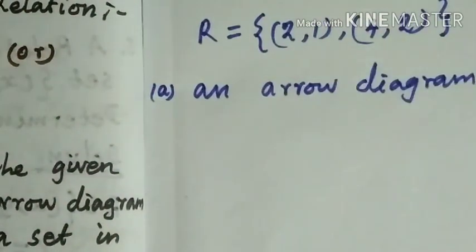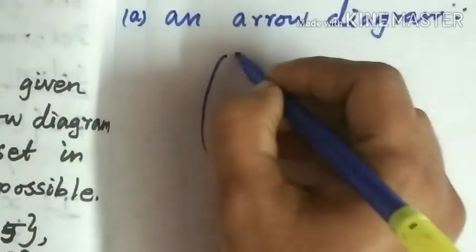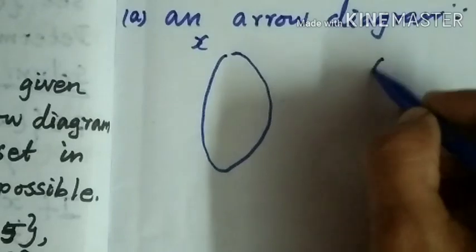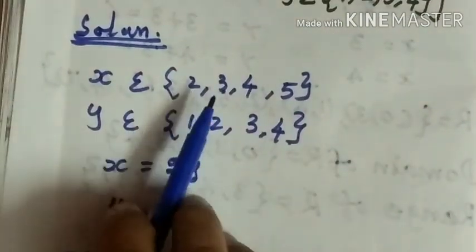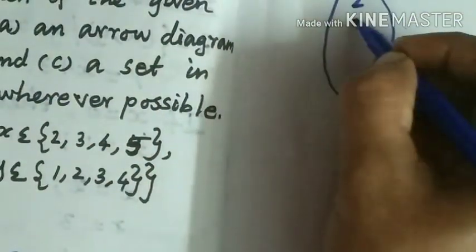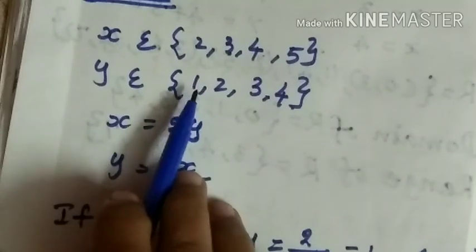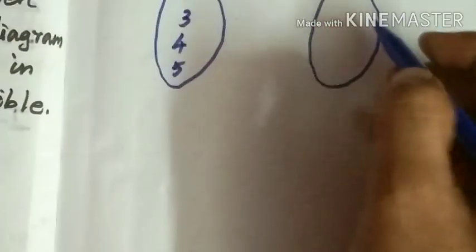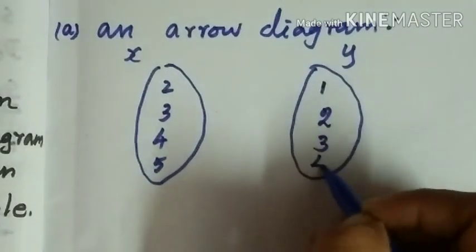Which means visual representation of a relation. See, in the first oval shape you draw this X, then the next oval shape set Y. In the question, X elements belong to 2, 3, 4, 5. All the elements you write here: 2, 3, 4, 5. Then in Y set, Y belongs to 1, 2, 3, 4. All the elements write here: 1, 2, 3, 4.